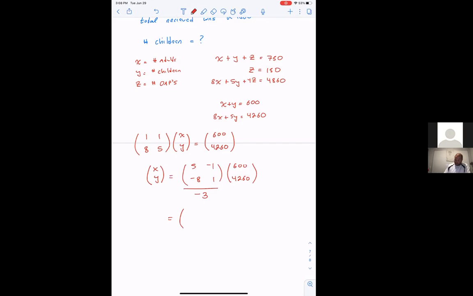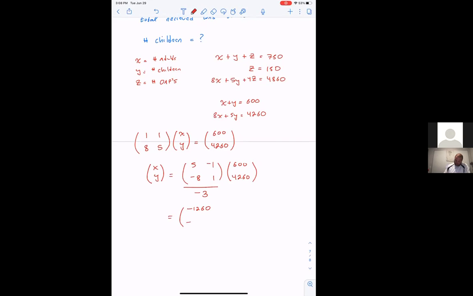3,000 minus 42.60 is -12.60. And -4,800 plus 42.60 is 540 over -3. So I get 420, and I get, what is that, 180. And since y is the number of children, there are 180 children.